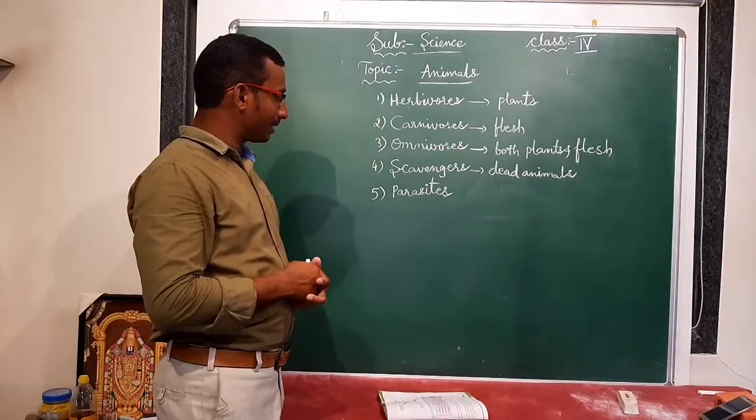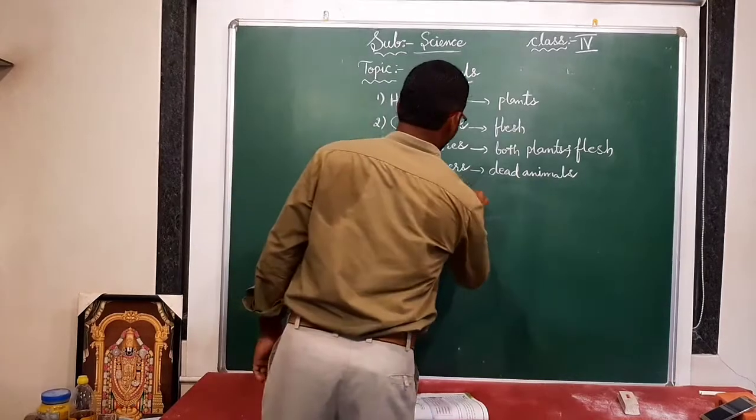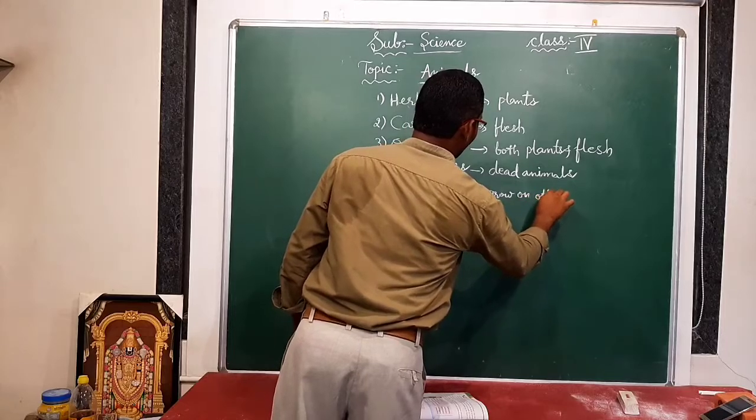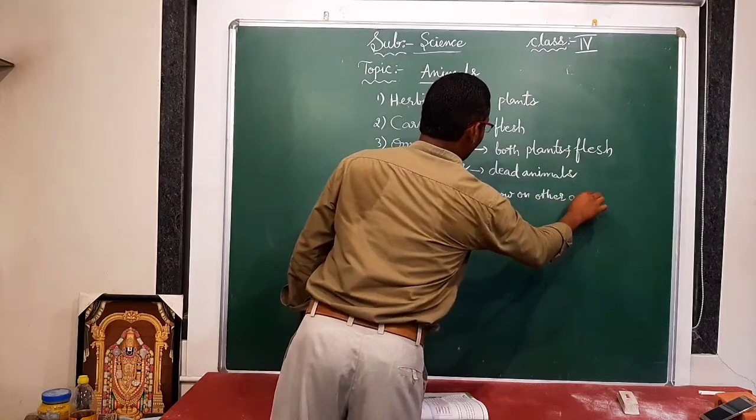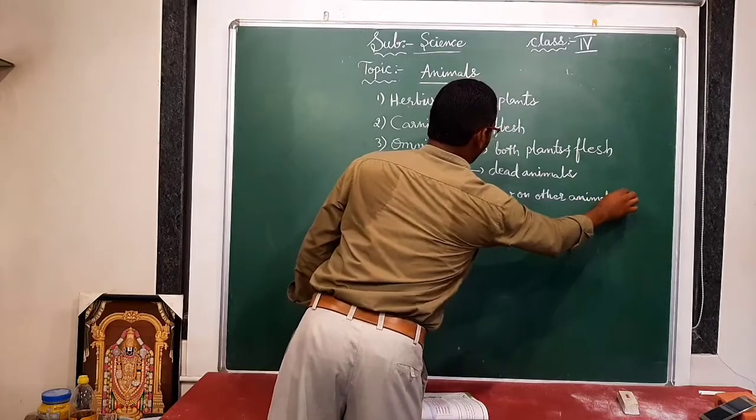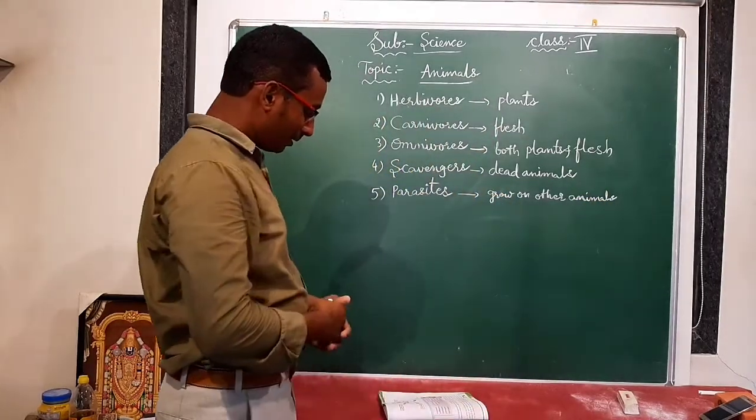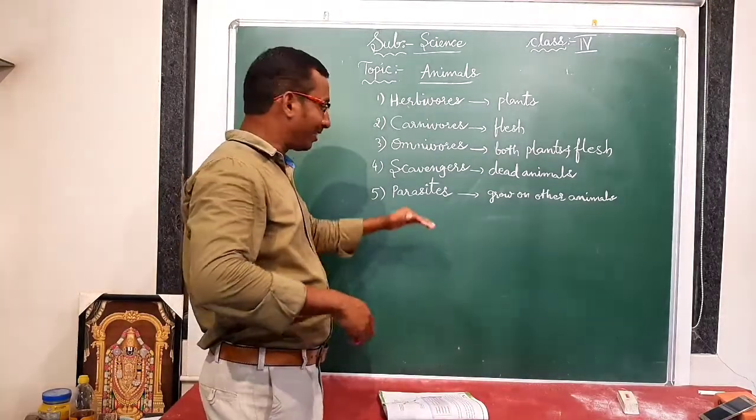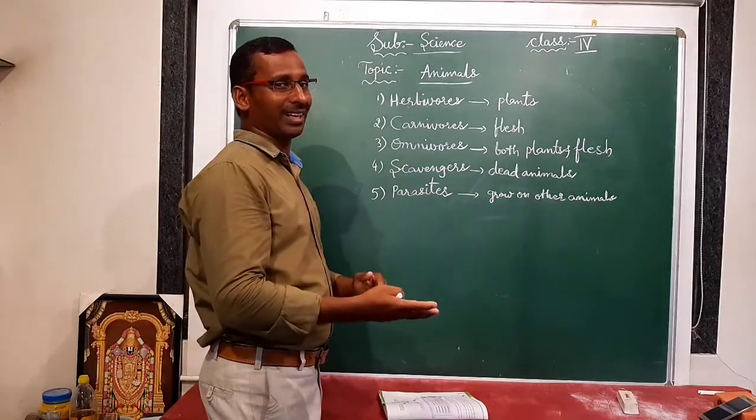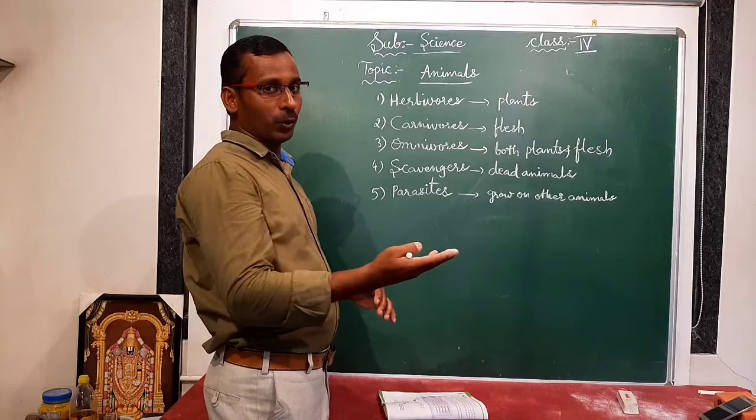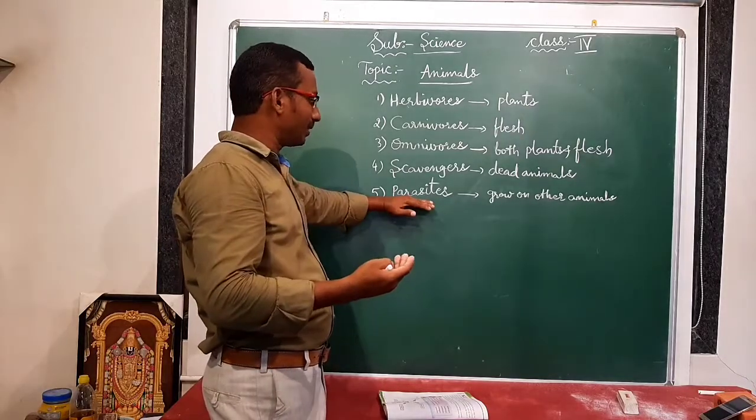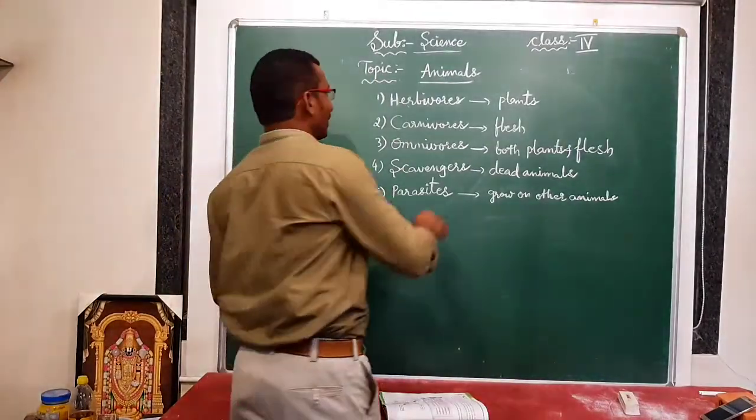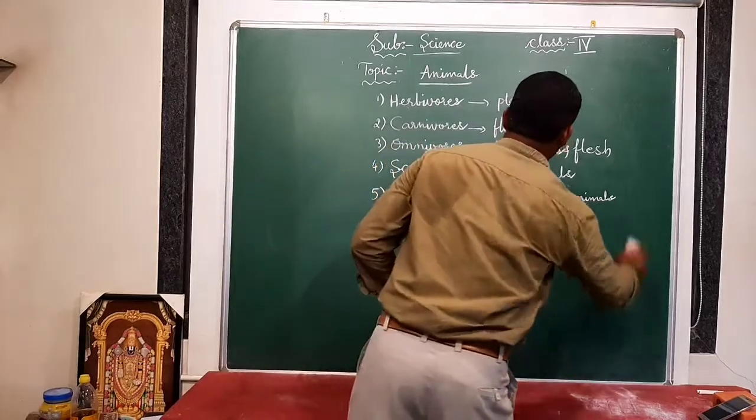Parasites grow on other animals, and they take food from the host. On whichever animal they are living, they take food from that animal. So these are the 5 types of animals according to their food.